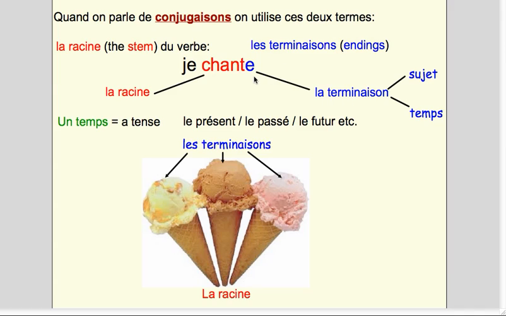And my ice cream scoop, my terminaison, tells me two things. First of all, it tells me that I'm talking in the je form. It indicates which subject I use. And then it also usually gives me a clue about the tense that I'm using here, present tense. Okay? And again, un temps means a tense in French. So, les terminaisons et la racine.